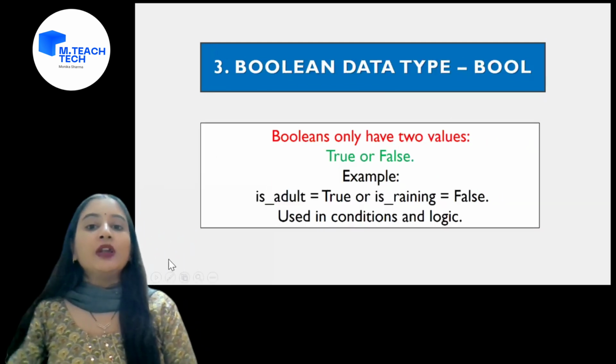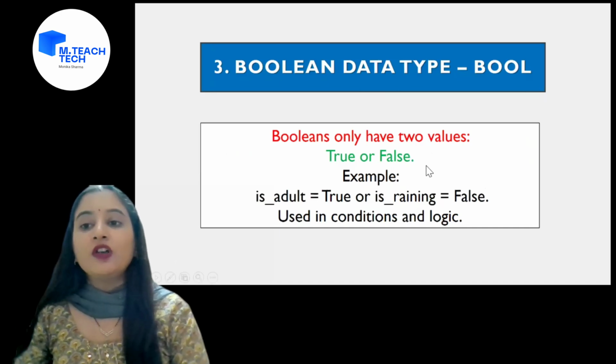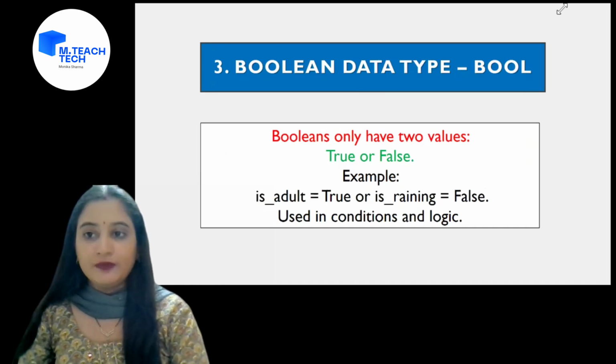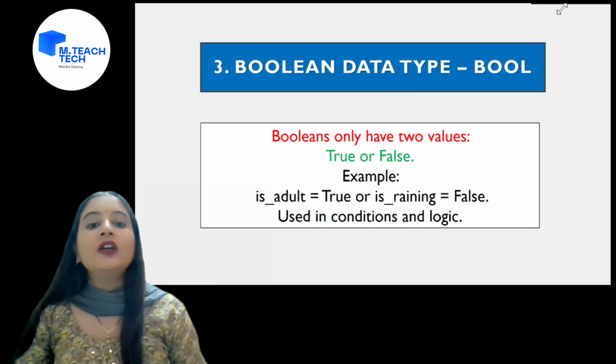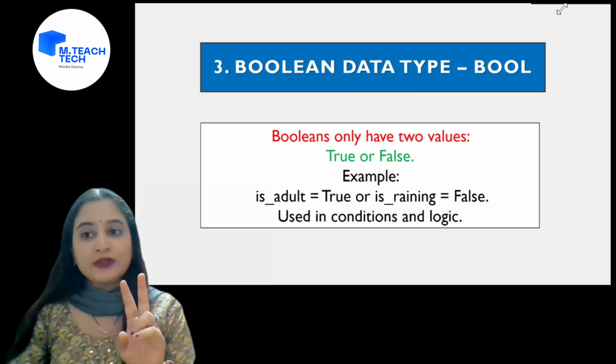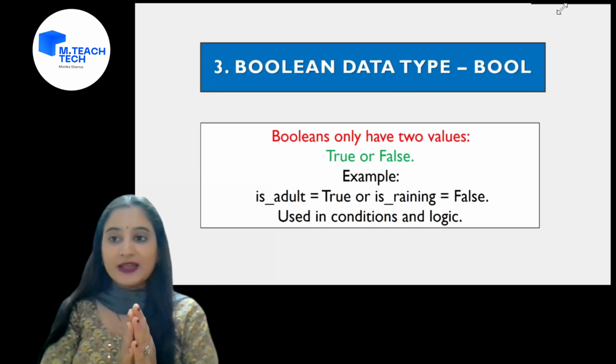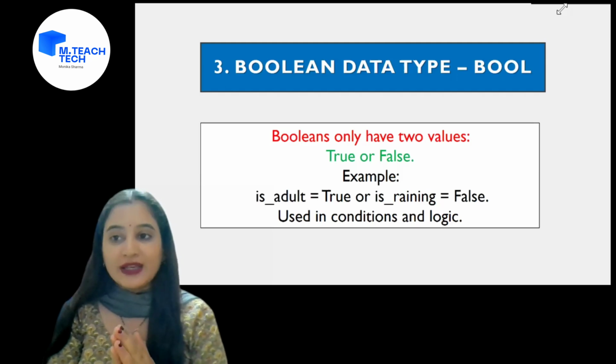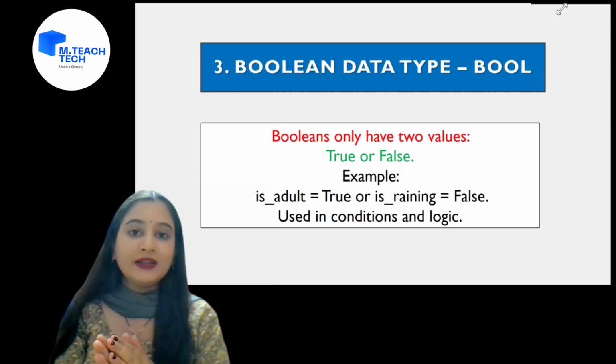The third data type is the Boolean data type. In short, we can say bool. Booleans only have two values. Try to understand: true and false are also text, but don't include them in the string data type.